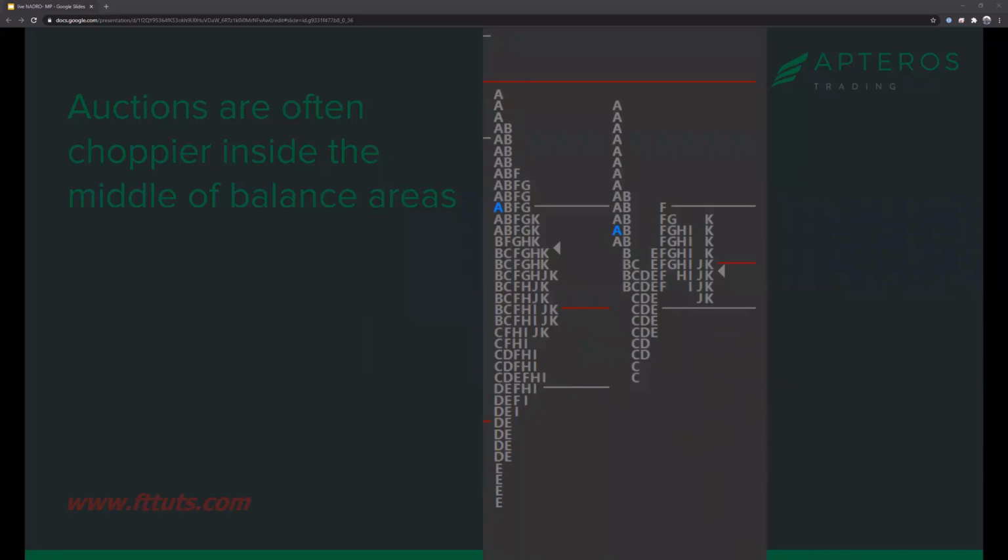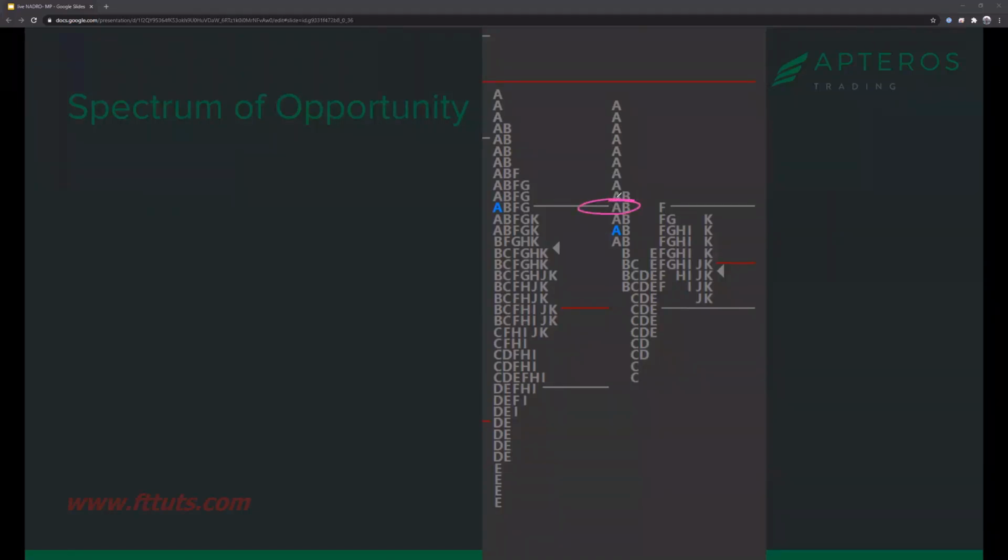Auctions are often choppier. Again, yesterday, chopping inside balance. Spectrum of opportunity we can use yesterday again. This was the ideal opportunity. Early morning short after a failed attempt higher. We come in, we retest. That's the short. And guess what? This was the destination. The law of market dynamics completed as it traversed the balance area.